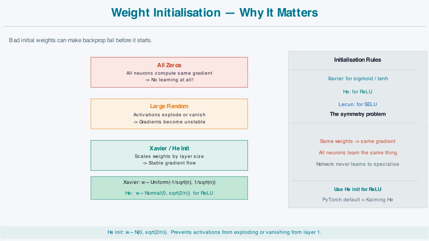He initialization, the default in PyTorch, scales by the square root of 2 over n, designed for ReLU. Starting with the right initialization can mean the difference between a network that trains in hours and one that never converges at all.